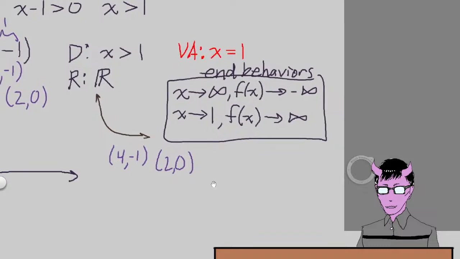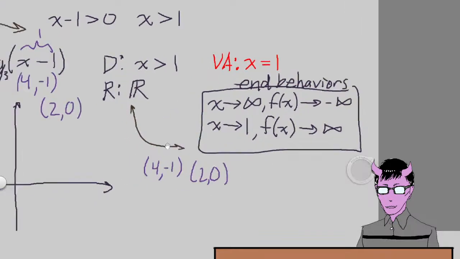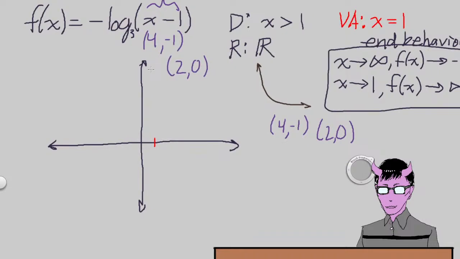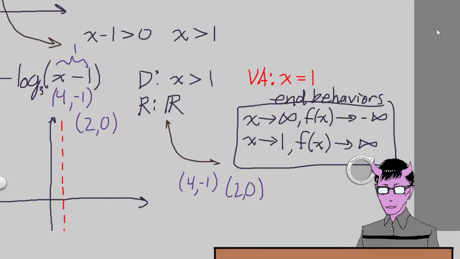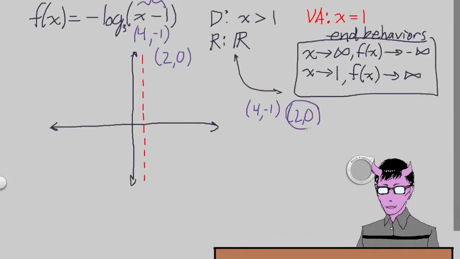So do we have enough to graph the situation? Yes, we do. So we have the wall, we have the end behaviors, and then we have the 2 anchor points. So let's place the wall first. X is positive 1 right here. And then we have 2 anchor points. 2, 0, so this is going to be positive 1, positive 2. And then we have 4, negative 1. So 1, 2, 3, 4, negative 1.